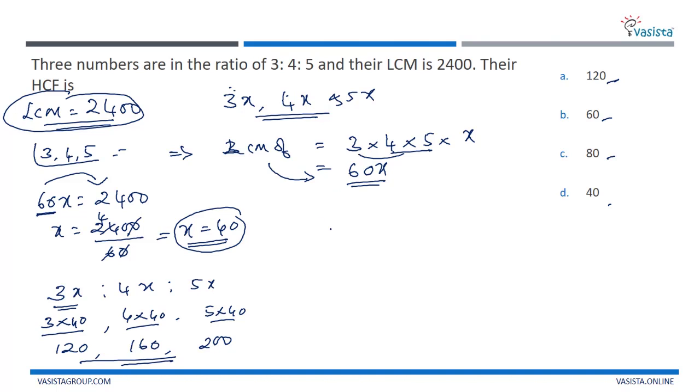Let us go with that. So 120, 160, 200. You know how to find the HCF. Otherwise directly you can write 40 as the answer. This is what the answer is. But let us check it out here.